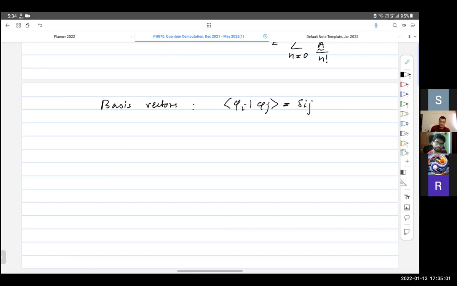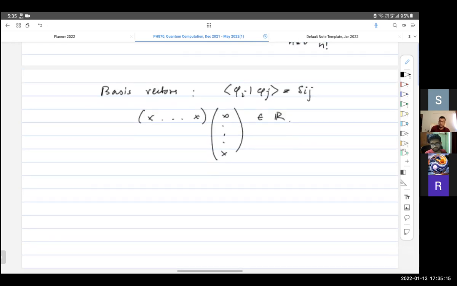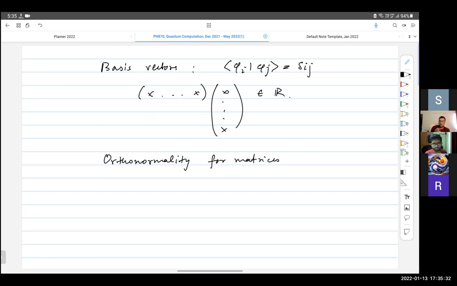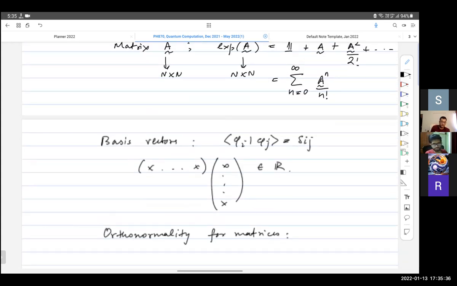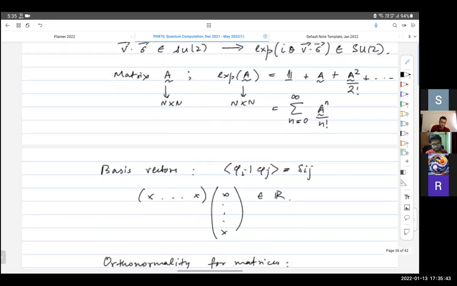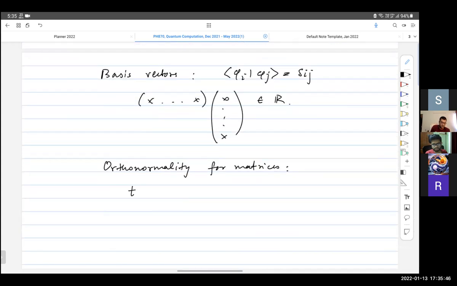But in this case, I'm talking about matrices. So when you have vectors, you can see how this object would be a real number, right? This is just the dot product. The question is, what does orthonormality mean for matrices? What does it mean if I say two matrices are orthogonal to each other? Because that is how I can say that this is a vector space, right? Well, we define something called the, so let me write it down first.